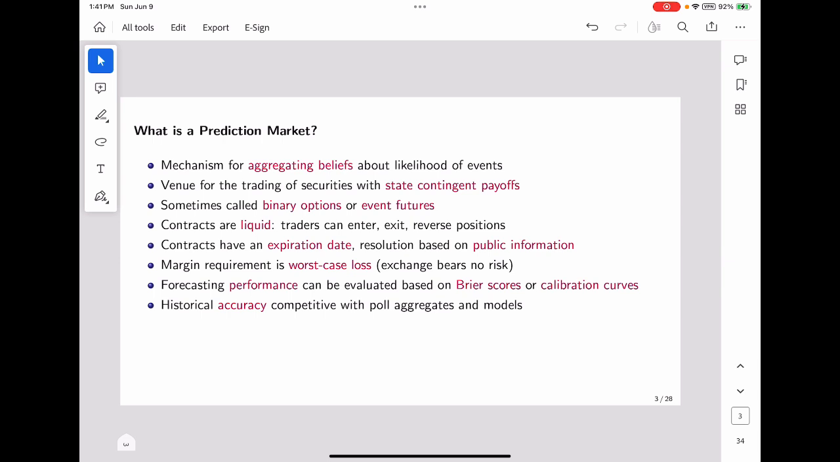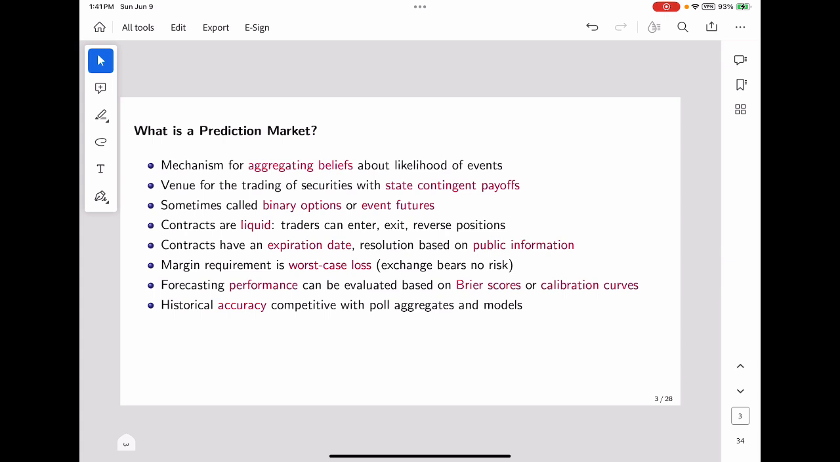Now, there's something in prediction markets called a margin requirement, and this tells you how much money is held by the exchange whenever a trader buys or sells a contract. Usually the margin requirement is set at the worst case loss. That means that you have to deliver to the exchange an amount that is equal to the most you could lose based on the position that you're entering. I'll explain this with a few examples.